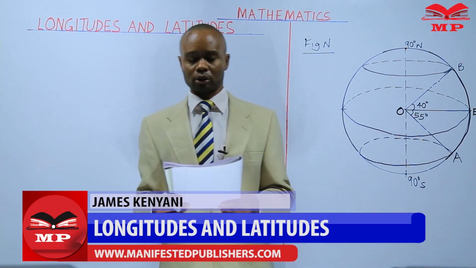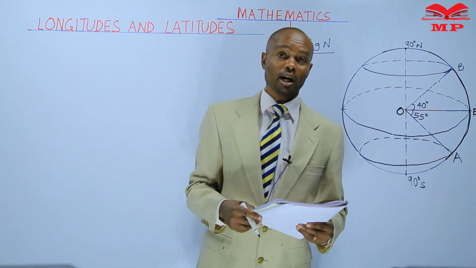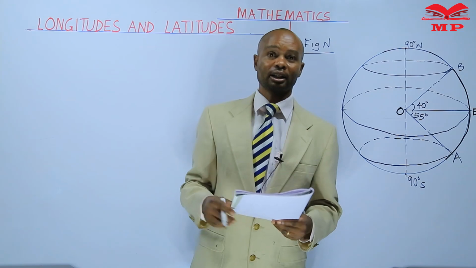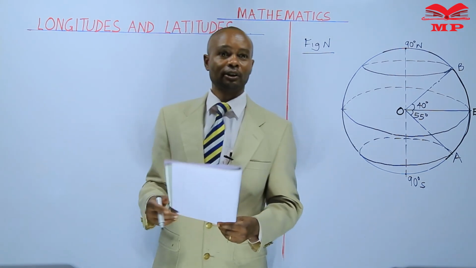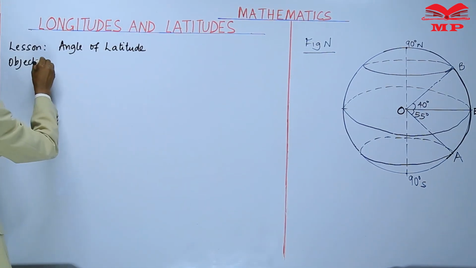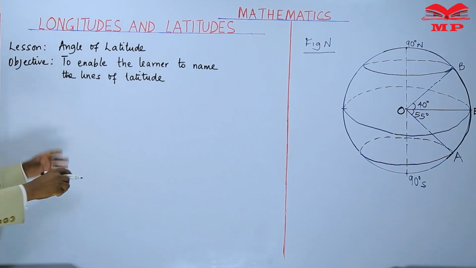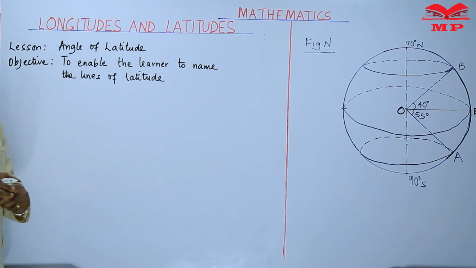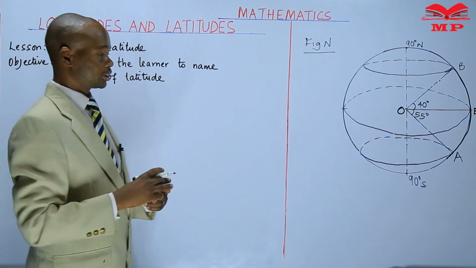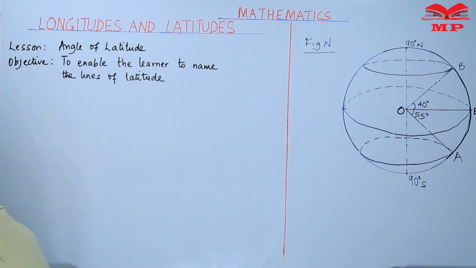Today we are going to learn in the lesson about angle of latitude. The objective is to enable the learner to name the lines of latitude. But there is a name there that we should be very clear about.